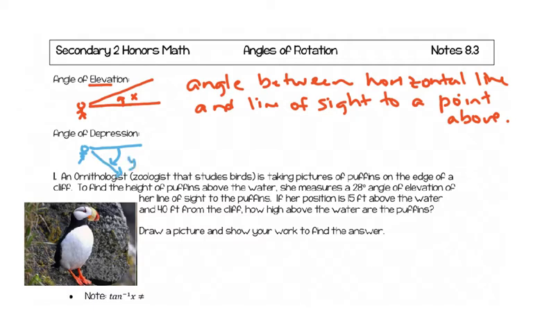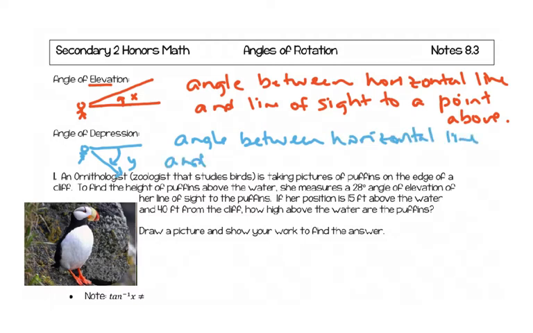So what would that be? That's going to be your angle between your horizontal line and your line of sight to a point below.